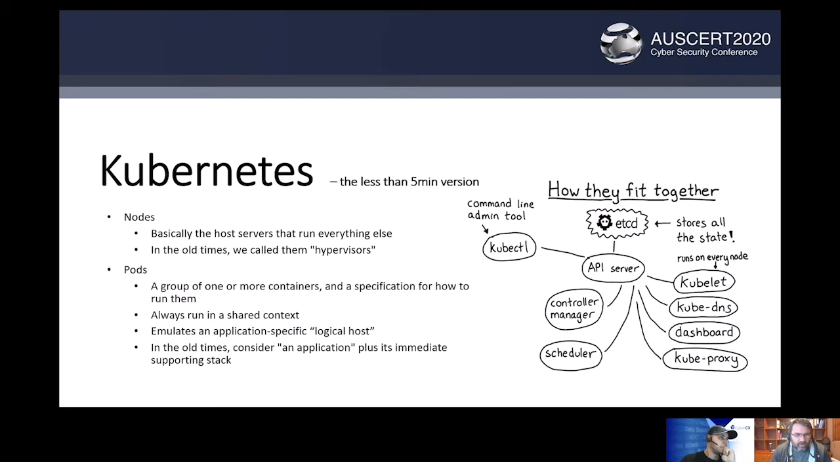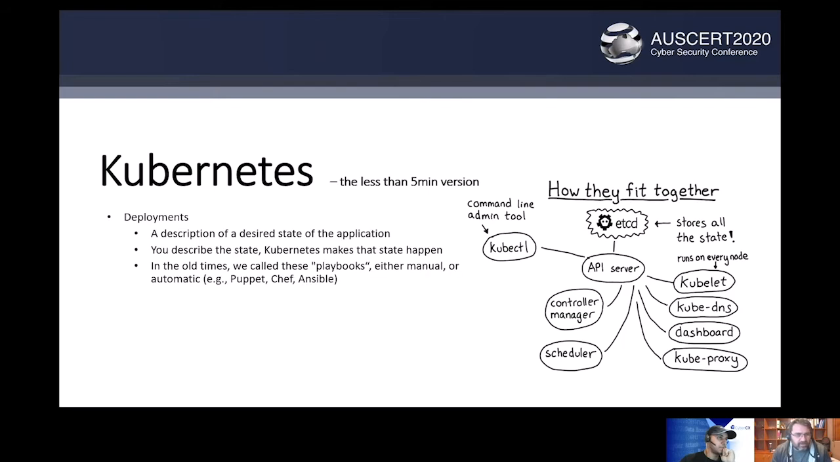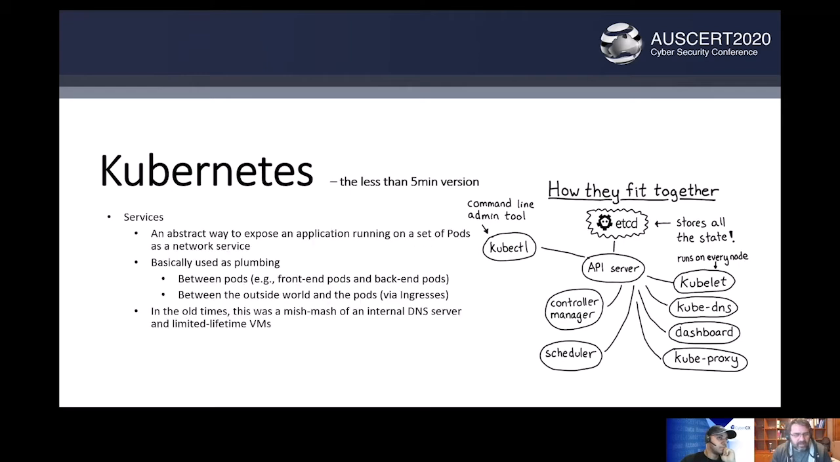Now, your nodes are basically the host servers that run everything. The pods are a group of one or more containers and specifications for how to run them. They all run within a shared context. It's basically the building blocks for your Kubernetes application deployments. The deployment itself is basically a description of the desired state of the application, and Kubernetes takes the desired state and makes sure that it happens. Right, it keeps it the way it should be. It's almost like the old playbooks that we used to use in, for example, Puppet, Chef, or Ansible.